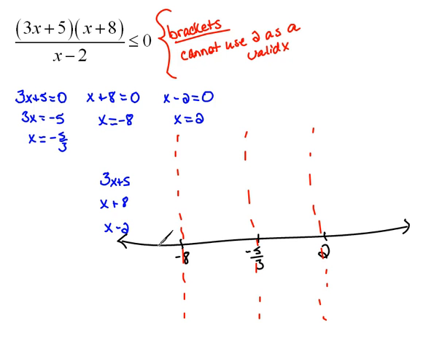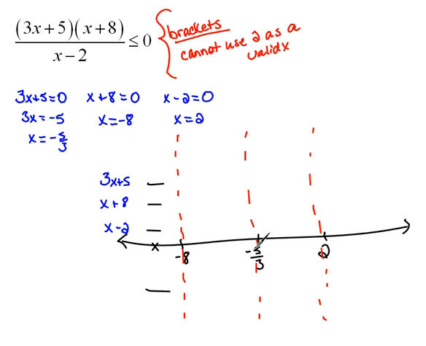So let's look at some numbers here. Let's pick something to the left of negative 8, like say maybe negative 9. Negative 9 minus 2 would be a negative number. Negative 9 plus 8 would be a negative number. And 3 times negative 9 would be negative 27, plus 5 would be a negative number. Now, when I multiply two negative numbers, because that's what's going on here in the original problem, multiply two negatives, it becomes a positive. Divided by a negative would be a negative answer.